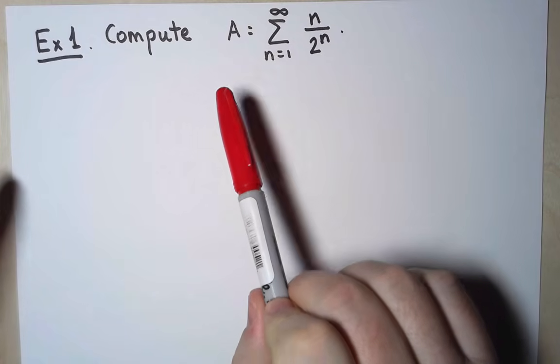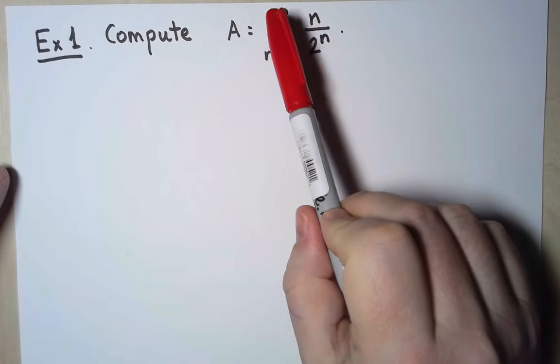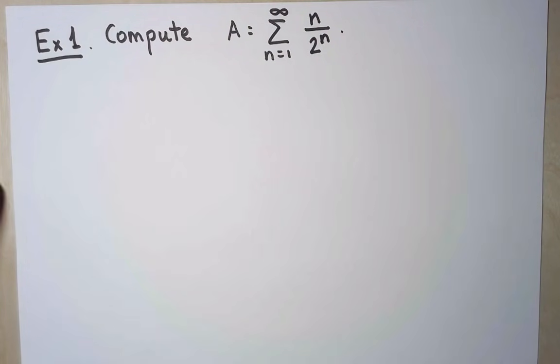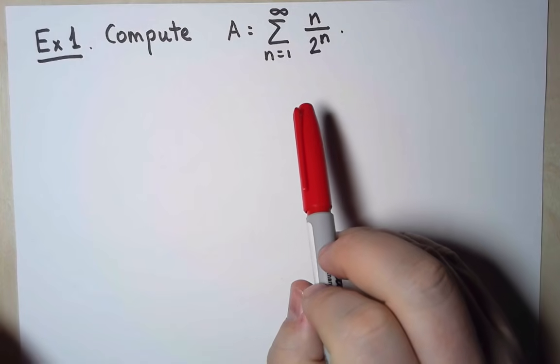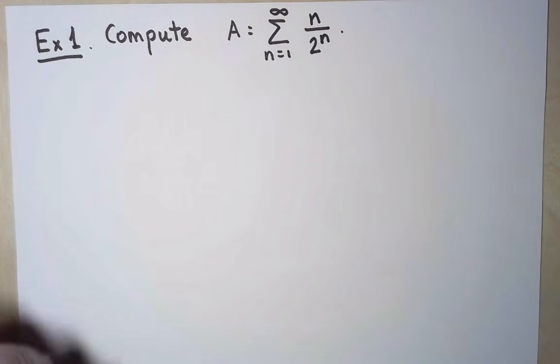In this first example, I want to compute this sum, the sum from n equals 1 to infinity of n over 2 to the n. It is easy to see that it is convergent, for example, use the ratio test, but I want more than that. I want to know what the exact value is.